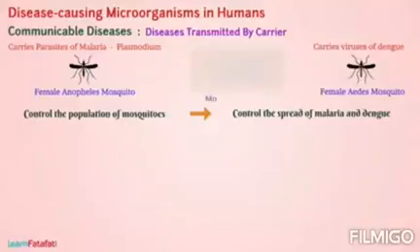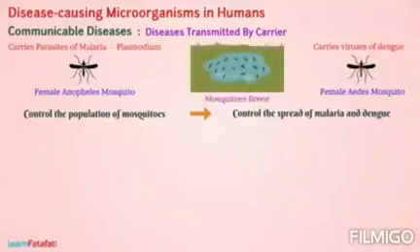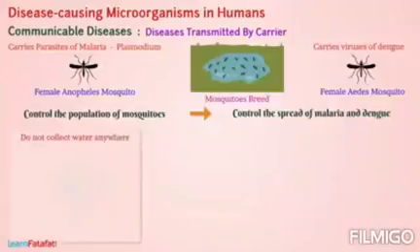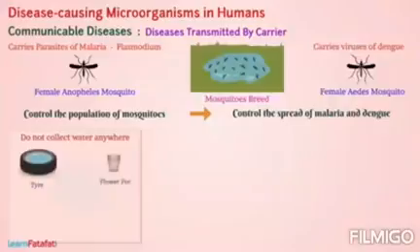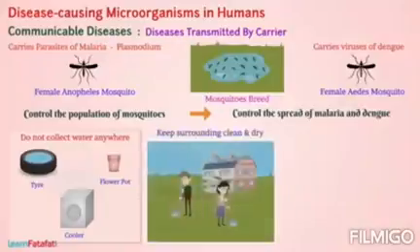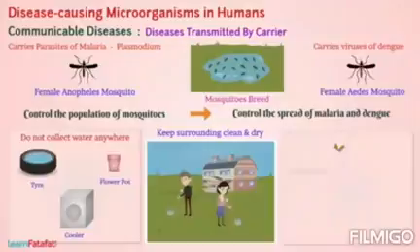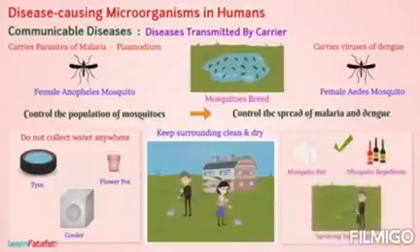Basically, all mosquitoes breed in water. And so, we should not let water collect anywhere, like in tires, flower pots, coolers, etc. We should keep our surroundings clean and dry. Use of mosquito nets and mosquito repellents, and spraying insecticides also help to control malaria and dengue.